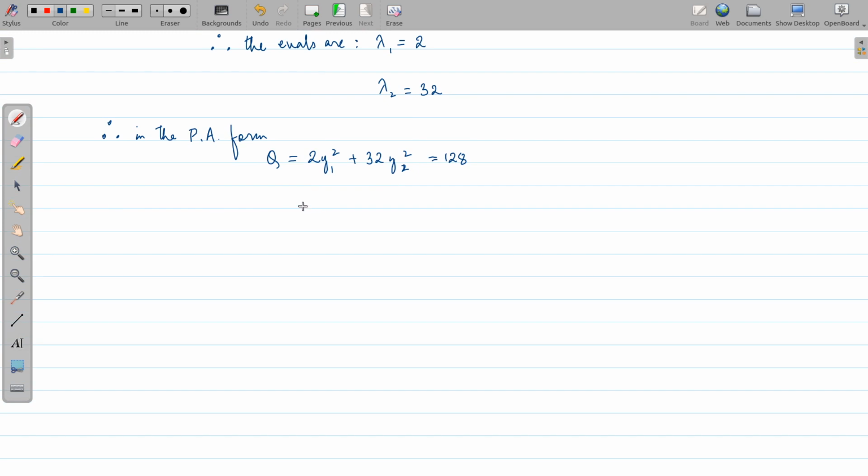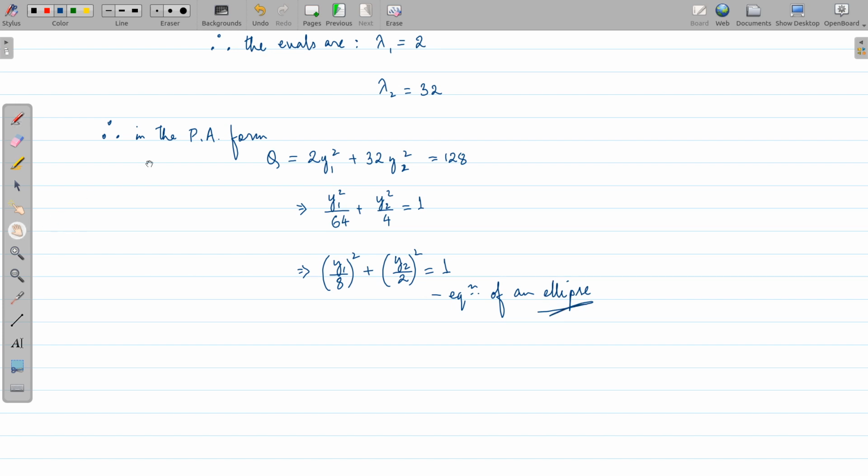So from here we get this one, we divide this equation throughout by 128, so you'll get y1 squared divided by 64 plus y2 squared divided by 4, which is equal to 1. So this gives us (y1 by 8) whole square plus (y2 by 2) whole square, which is equal to 1. So this is the equation of an ellipse.